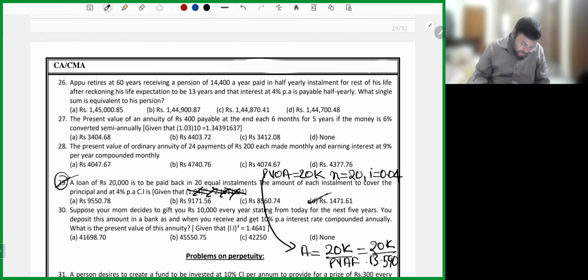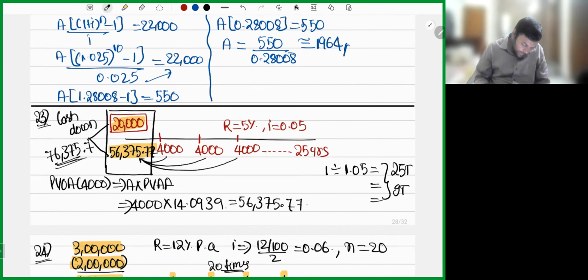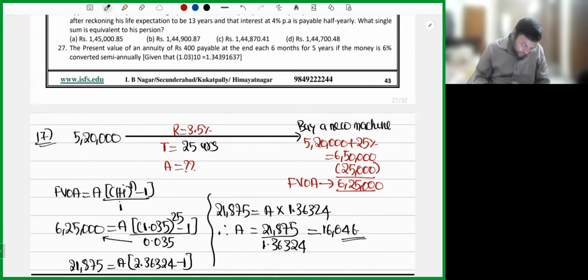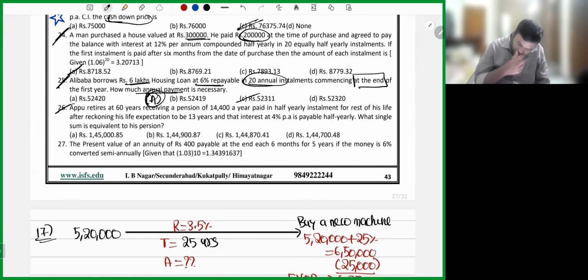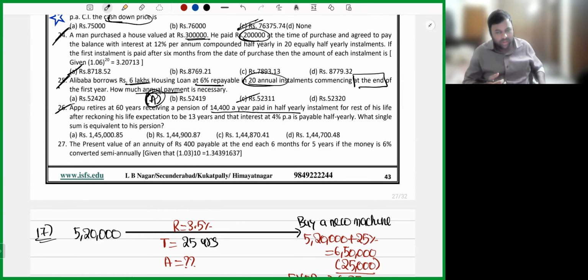Now let's come back to our questions. Now question number 26. Appu retires at 60 years, receiving a pension. I said for pension also you'll be using present value only. Receiving a pension of 14,400 paid in half yearly installments. Be careful, my dear friends. 14,400 is for the whole year, but this 14,400 is paid in half yearly installments, meaning in each installment you will get 7,200 pension.